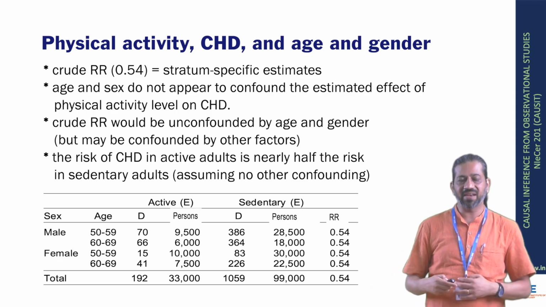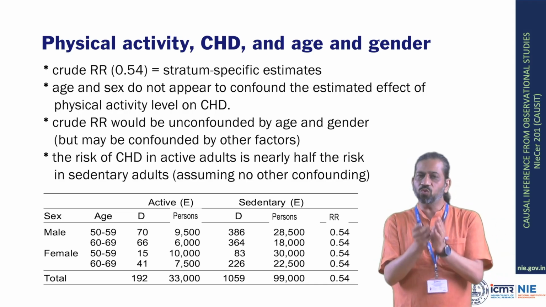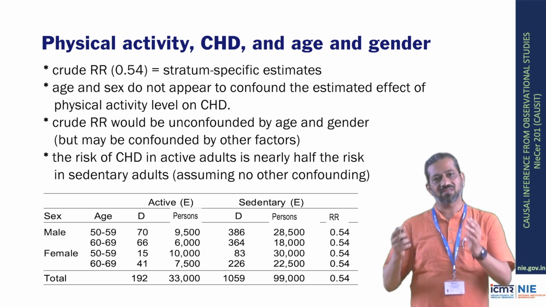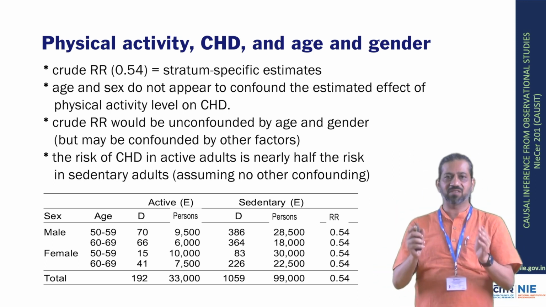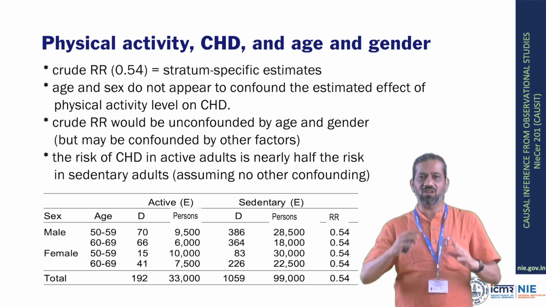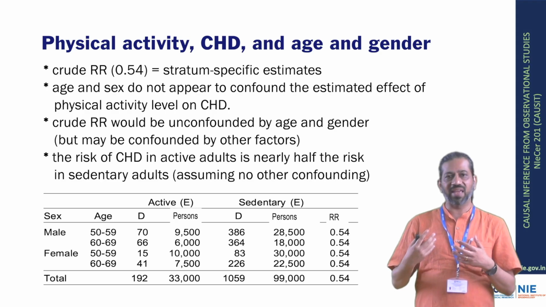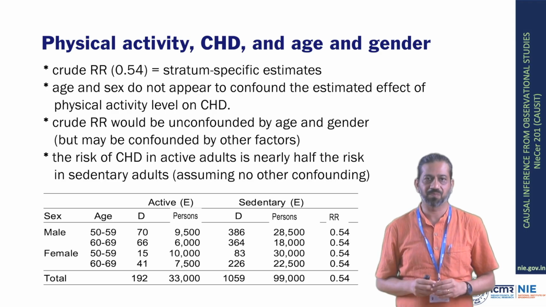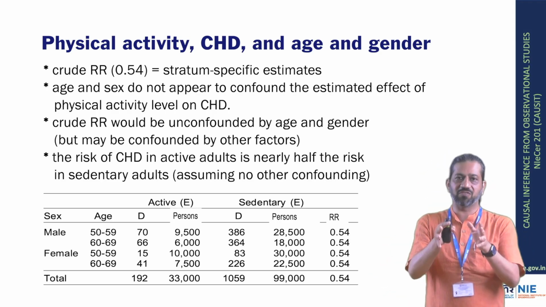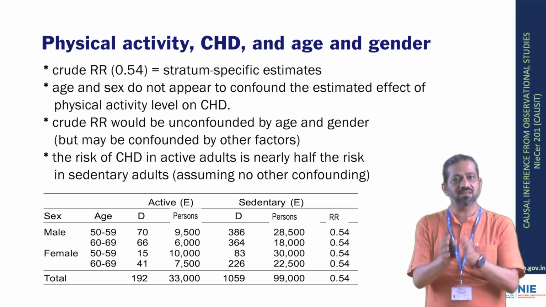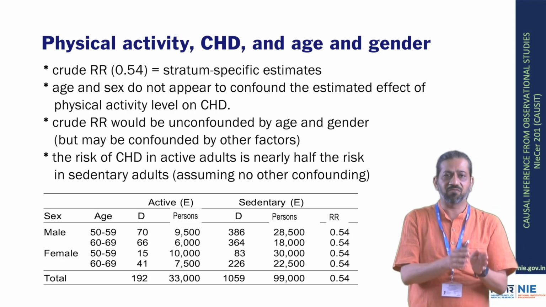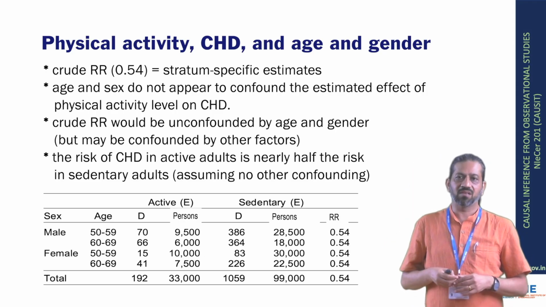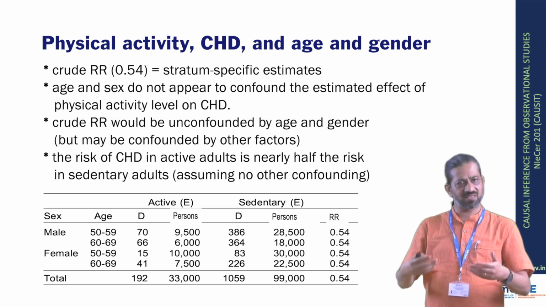The authors then made 4 strata, since here we are looking at 2 potential confounders at the same time: sex, male and female, and age group. Since the study population itself was limited to 50 to 69 years, the authors made 2 strata based on age, 50 to 59 and 60 to 69, sort of younger and older, but within that age. So eventually you have males 50 to 59 years, males 60 to 69 years, females 50 to 59 years old, and females 60 to 69 years old. And for each of these 4 strata, the stratum specific risk ratio is calculated.